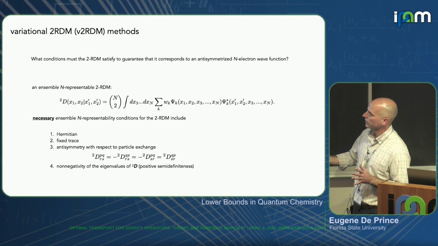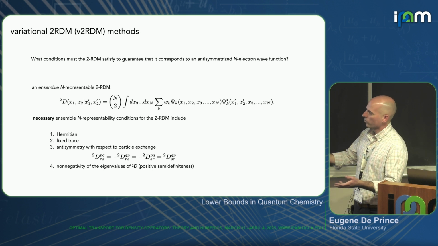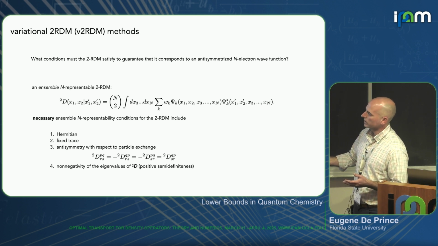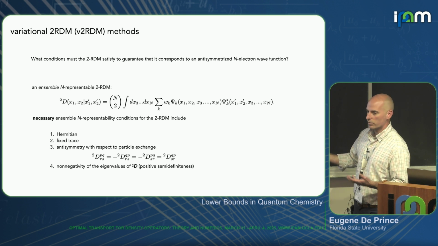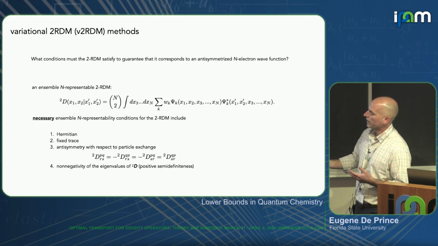So instead, we try to think of necessary conditions for ensemble N-representability, and we enforce those on the RDM. So first, this quantity needs to be Hermitian. It needs to have a fixed trace, which fixes the number of pairs of particles in the system. We're dealing with fermions, so it needs to be antisymmetric with respect to the exchange of these labels in the top and the bottom. And then the least trivial constraint to impose is that the eigenvalues are related to probability densities, so they need to be non-negative.